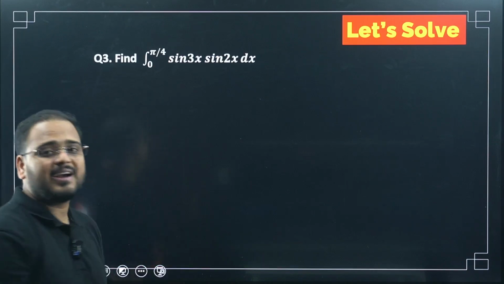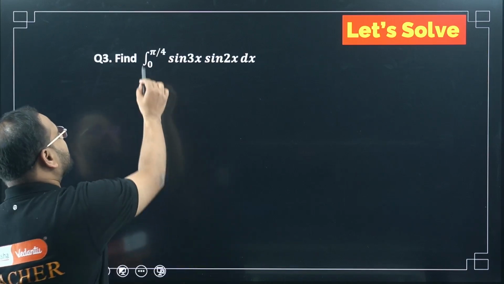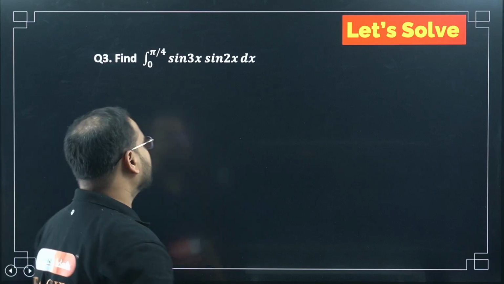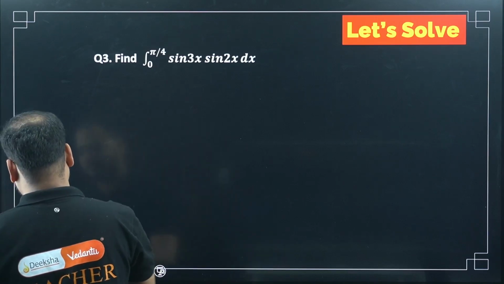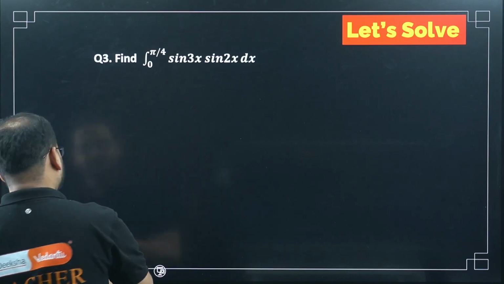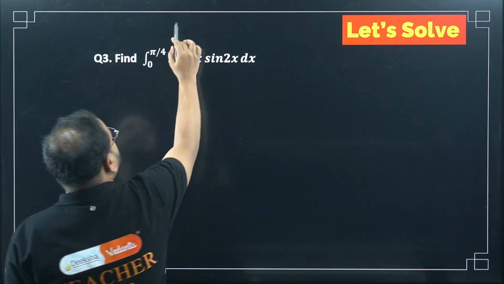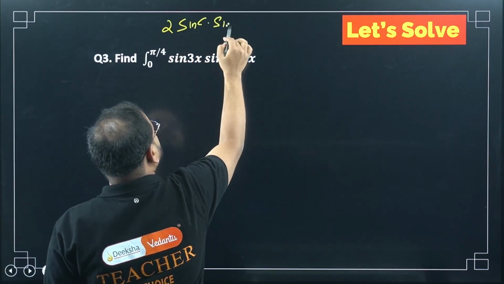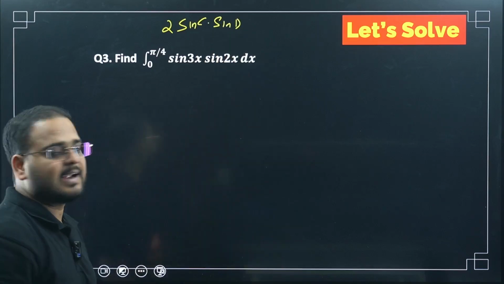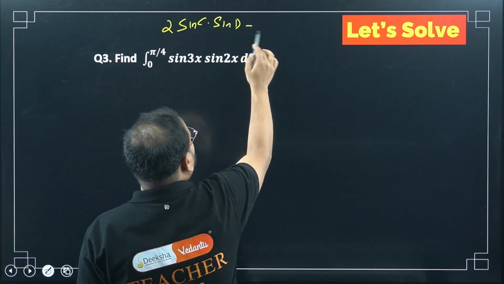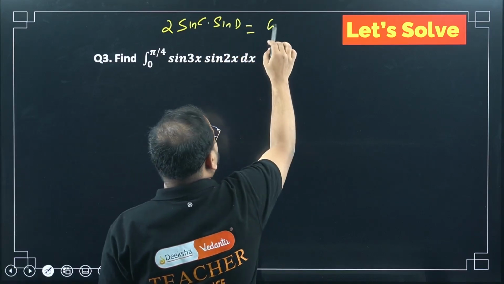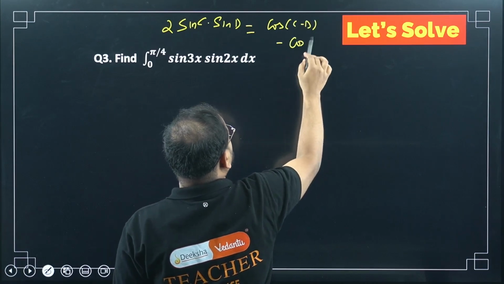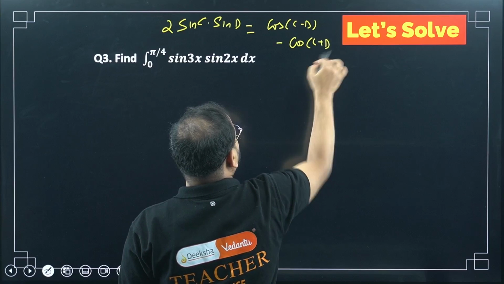How to solve this? Find the integral from 0 to pi by 4. The limits are 0 to pi by 4, sin 3x sin 2x. So to solve this question, we will need what? Remember this formula from grade 11 PU1. What is this, sir? 2 sin C sin D. Remember this formula? This used to be cos of C minus D minus cos of C plus D, or not.